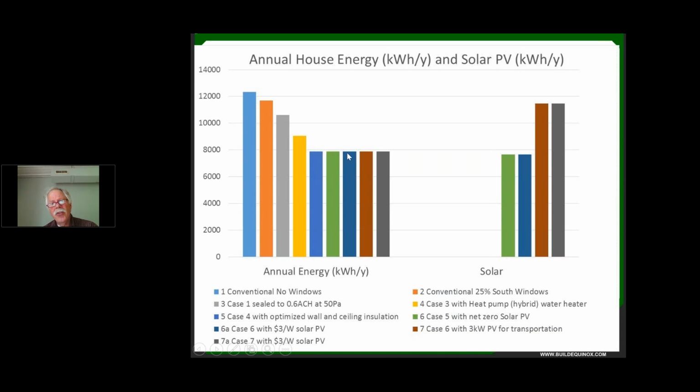The remaining cases are adding solar to the house, so we don't see the house energy change. As we move to this level, we're now looking at case 6, which is adding enough solar that we provide all the annual energy needs of the house. This case is the same case. We provide enough solar to supply the house.